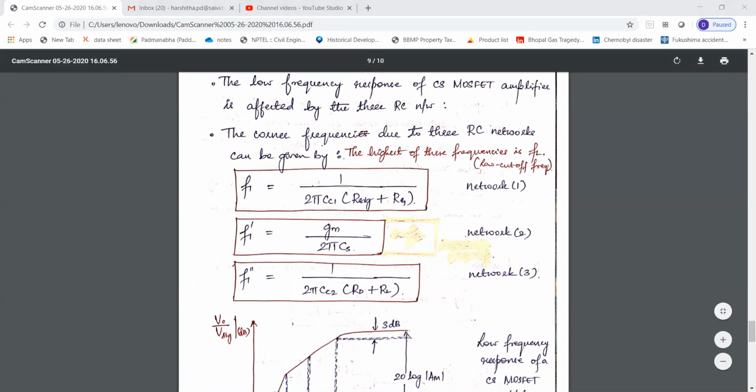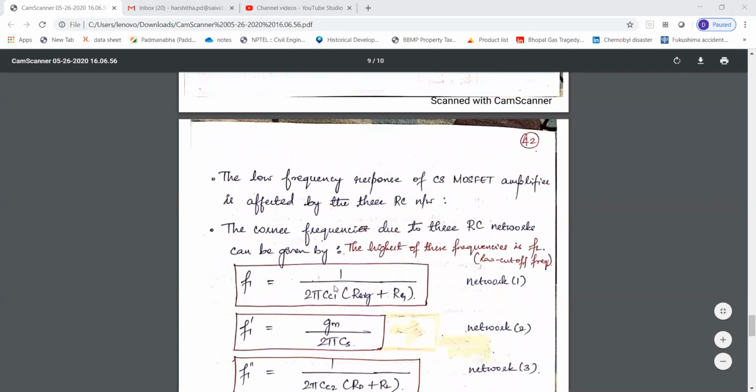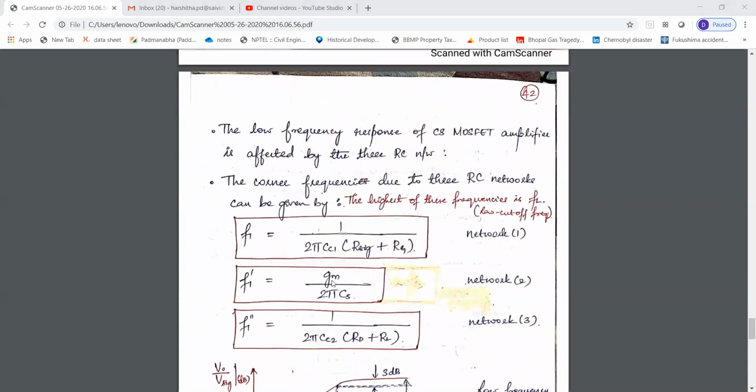See here, F1 is given by 1 by 2 pi CC1 into R signal plus RG. So the coupling capacitor, this RG and R sig will form one RC network, isn't it? This RC network will affect the low cutoff frequency. The low cutoff frequency can be F1 or F1 dash or F1 double dash. So due to this RC network, the low cutoff frequency is given by F1 is equal to this.